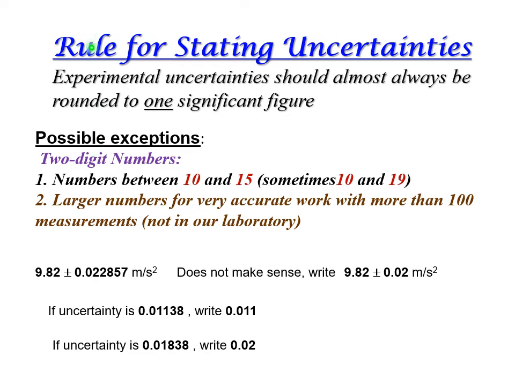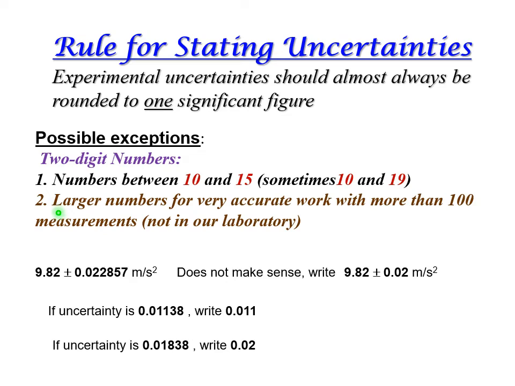So how do we write uncertainties? We always should write uncertainties, so how do we do that? There is one simple rule. Experimental uncertainties should almost always be rounded to one significant figure. So uncertainty is a one-digit number. Possible exceptions: you can use two-digit numbers for numbers between 10 and 15. Some people say between 10 and 19, so anything less than 20.